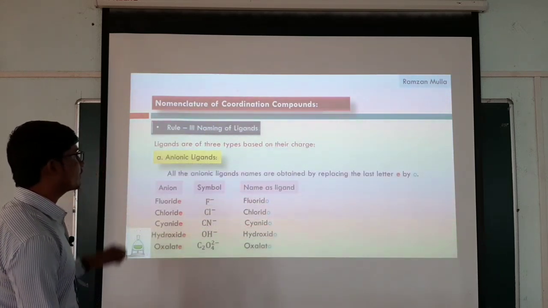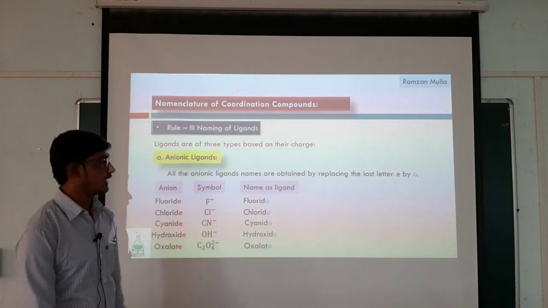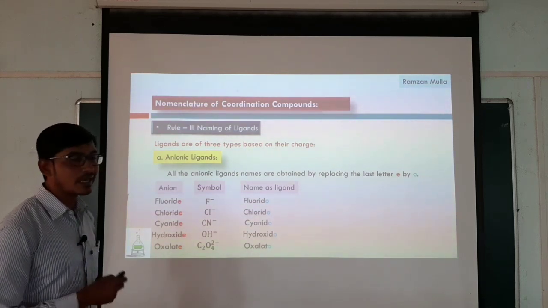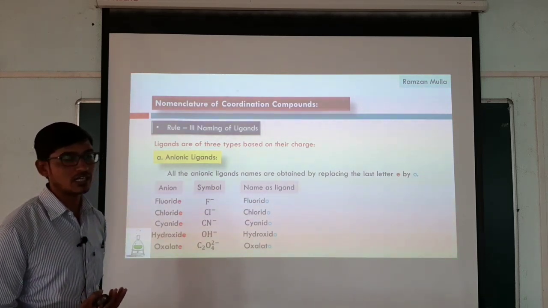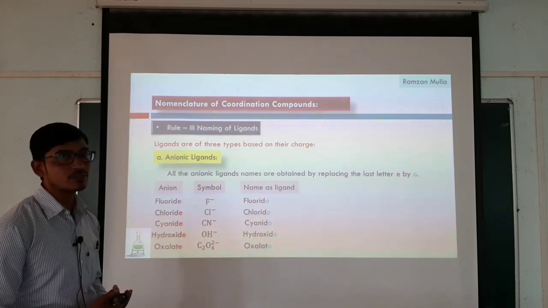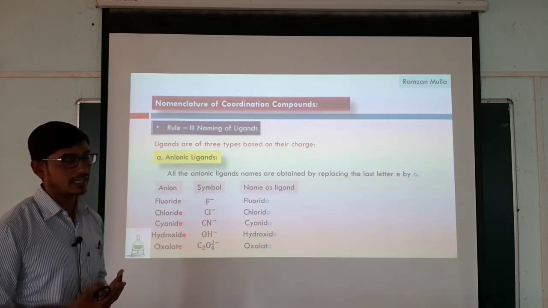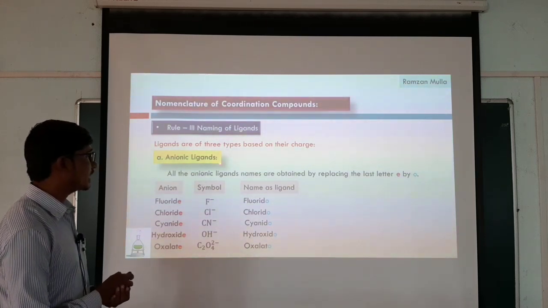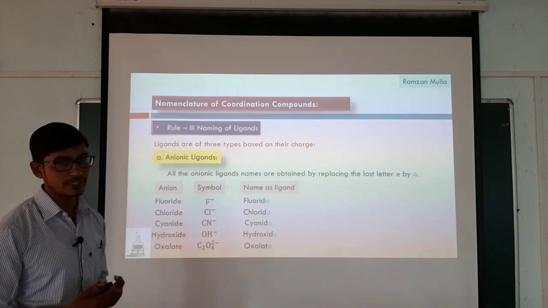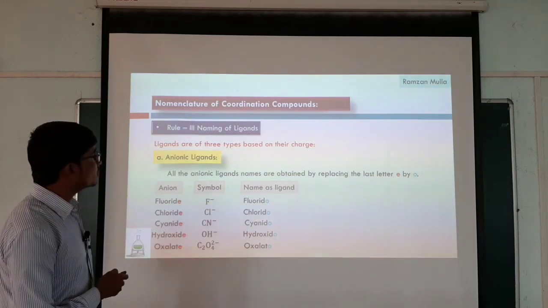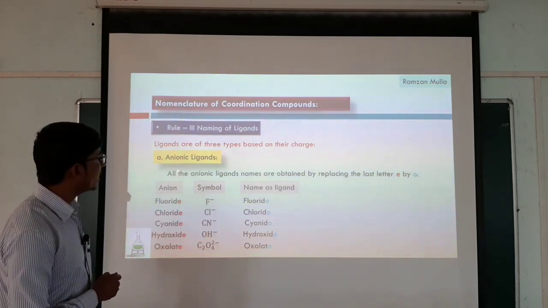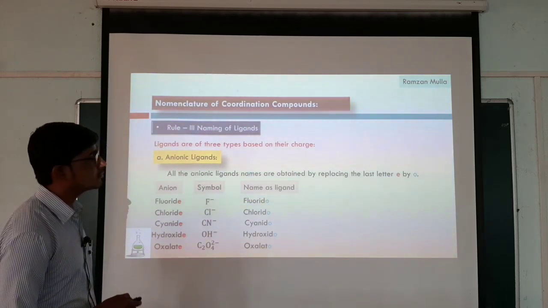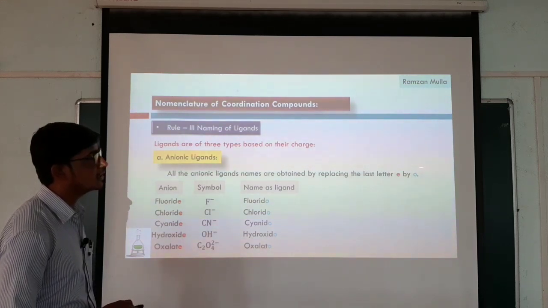Next we will move on to the third rule, that is naming of ligands. As we already discussed in the previous video, ligands are classified into three types based on their charge: anionic ligands, cationic ligands and neutral ligands. First we will discuss anionic ligands. Anionic ligands are those which carry a negative charge. When naming anionic ligands, all their names are obtained by replacing the last letter E by O.